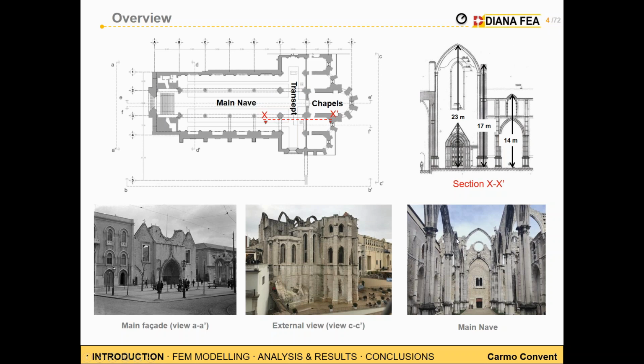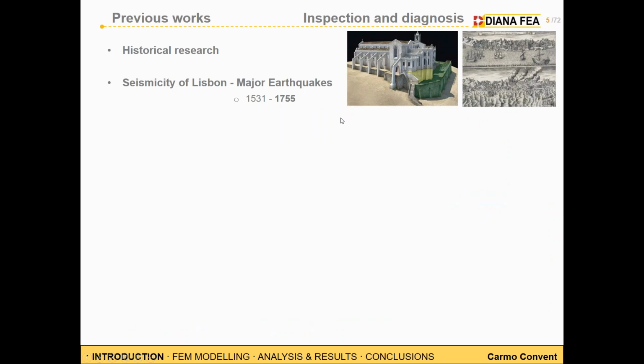have a roof system. This is because it suffered many earthquakes during its history, and the most severe seismic actions occurred in 1531 and 1755. After the last major earthquake, locals decided to leave Carmo Convent as it is, damaged as it is, in order to make it become a symbol of this strong earthquake.